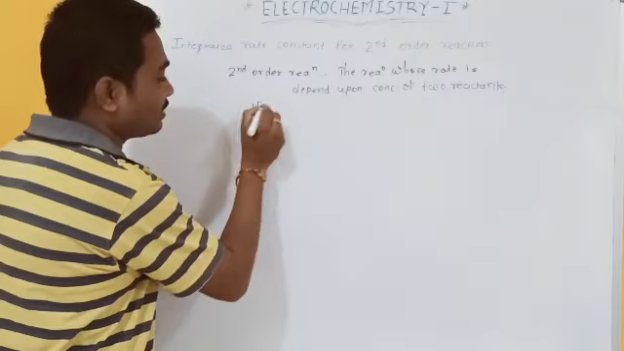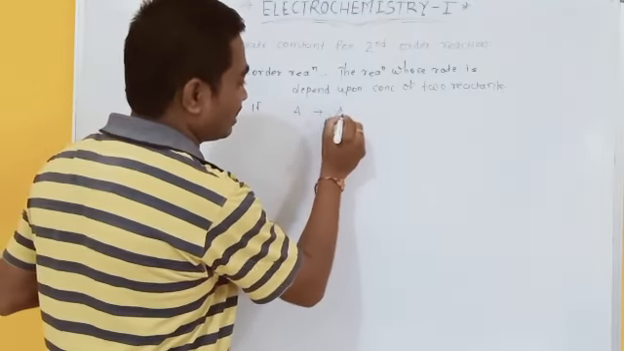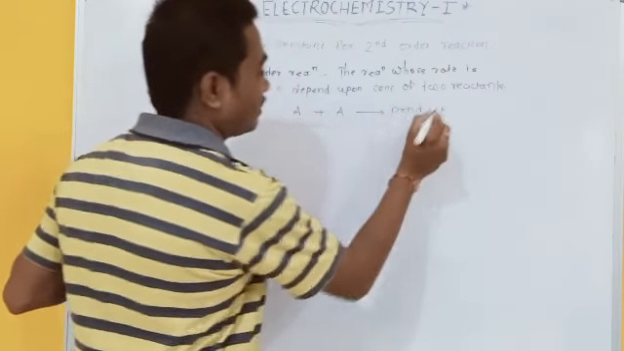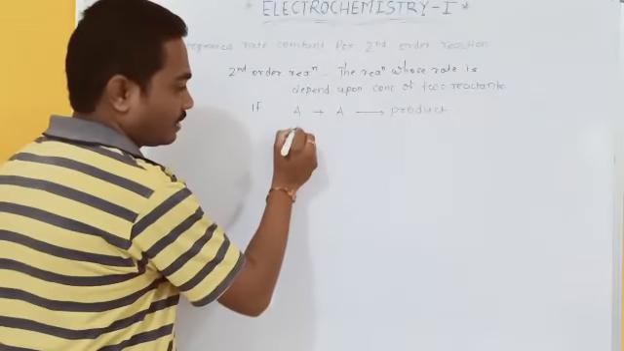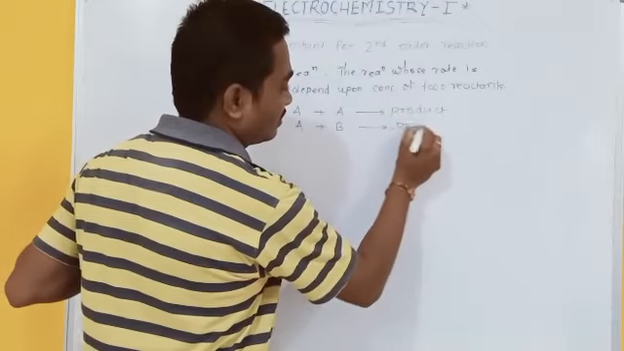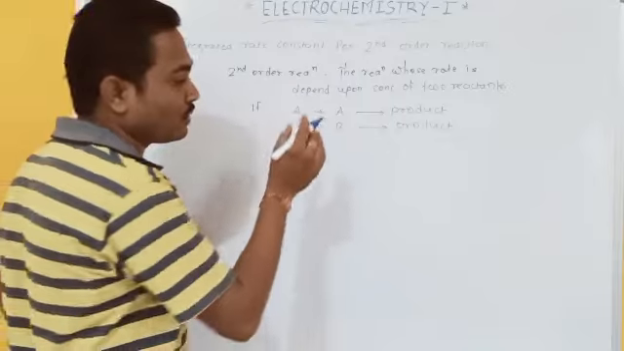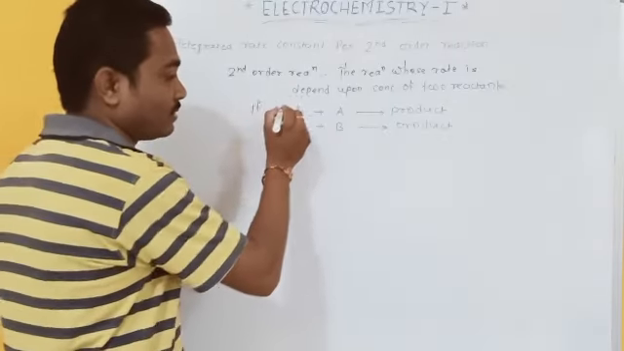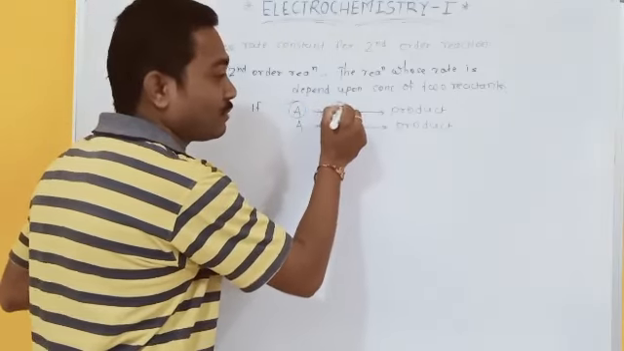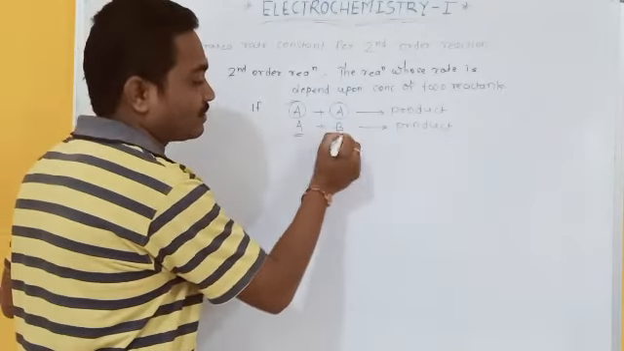If the reactants are the same, then the reaction is in such a way: A plus A changes to product, and the second one is A plus B changes to product. There are two types of reaction. In these reactions, two reactant molecules are involved. In the first reaction, two reactants of the same molecule are involved, and in the second reaction, two reactants of different molecules are involved.